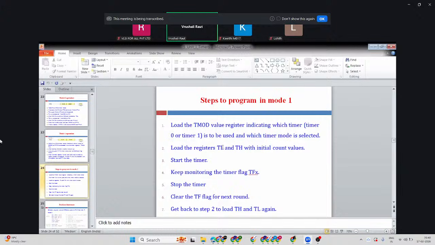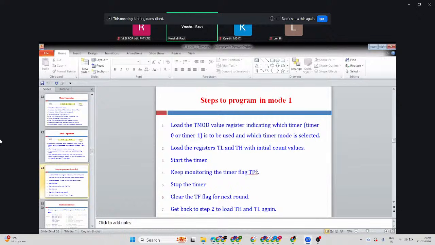Then we will load the value into which registers? TL0 and TH0 with the initial count. Why will we load it? Because we need a specific delay. For that delay, we will make the calculation and load that value into TL and TH. Start the timer. Keep monitoring the flag TF. Is it right? The timer is started, so counting will happen. TL and TH will go on incrementing. Once it reaches FFFF and rolls over, what will be set? The flag will be set. So we have to keep monitoring the flag.